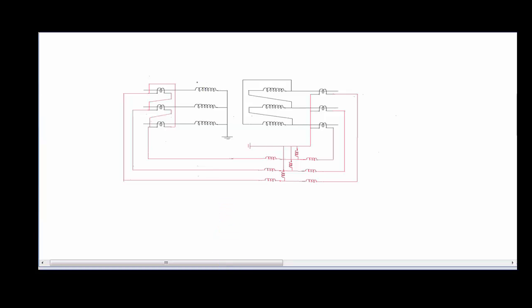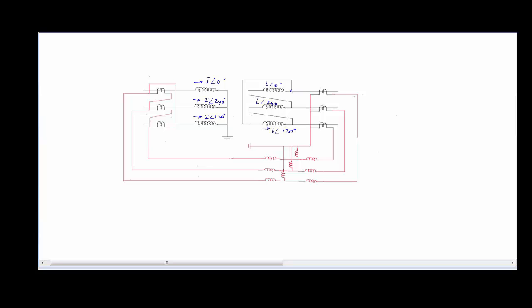So this is connected in star. If I just assume that it is drawing a current I at an angle of 0 degrees, this is going to draw a current which is I at an angle of 240 degrees. This is going to draw a current which is I at an angle of 120 degrees. Here the current that will be flowing is small i at an angle of 0 degrees. Here it is small i at an angle of 240 degrees, and here it is small i at an angle of 120 degrees.